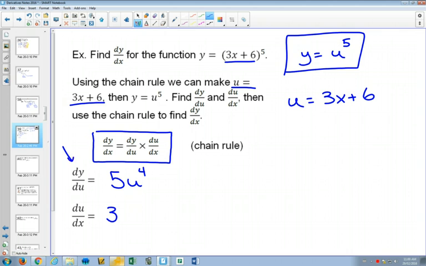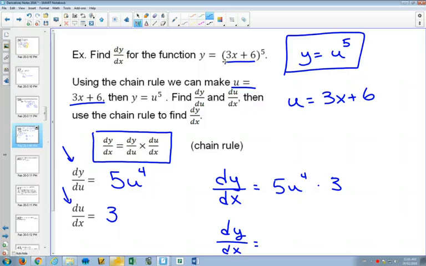So again, let's think about what these notations mean. dy du says find a function y that's in terms of u, which we have here, y equals u to the 5, and do the derivative. Straightforward. du dx says find a function u that's in terms of x, which we have right here, do the derivative. Then dy dx, the derivative of the original function in terms of x, will equal dy du, which we figured out to be 5u to the 4, multiplied by du dx, which we figured out to be 3. Then to solve it completely, to write everything in terms of x, u was equal to 3x plus 6. So if we substitute back, we'd have this, and if you multiplied the 5 and the 3 together, you'd get 15. But this is all we have to do.